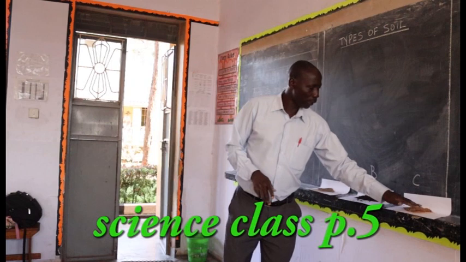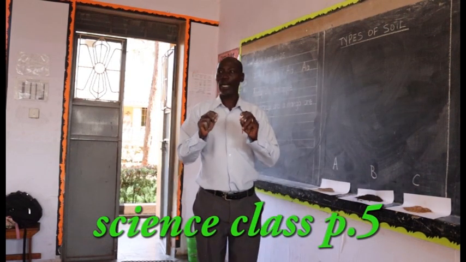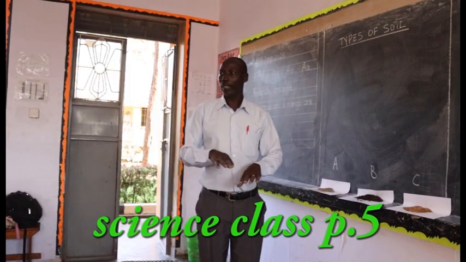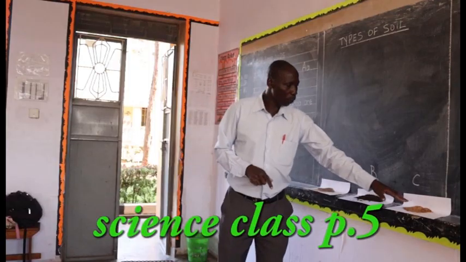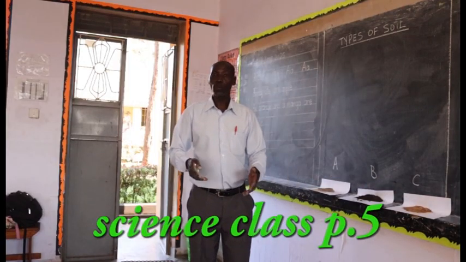Then this one, the clay soil I've told you. The sand soil I've told you that its particles are very large. Therefore water can just drain through. So it dries very fast. When you grow crops here, crops may lack water. So the crops will dry.